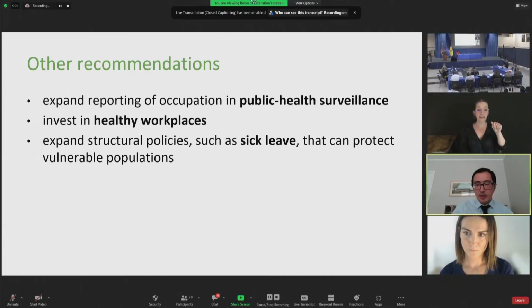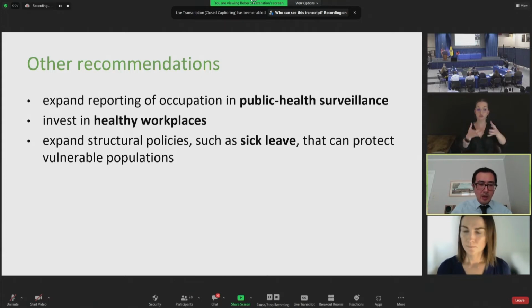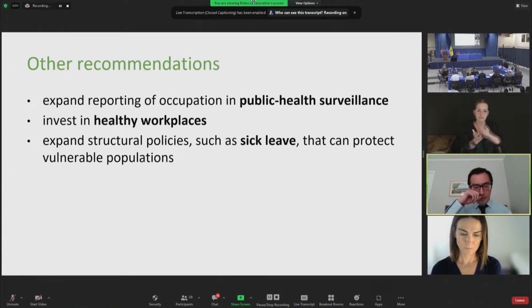Other recommendations, on a data note, I did want to put out that I think it's important to consider extending reporting of occupation in public health surveillance in general. Certainly we need an investment in healthy workplaces that could mean ventilation, that could mean PPE, guidelines, and certainly structural policies such as sick leave we view as being very important. I also wanted to mention our research group is very interested in this idea of recovery, what happens to hard-hit communities as we move forward, and many, many concerns about essential workers and their families as we move forward.